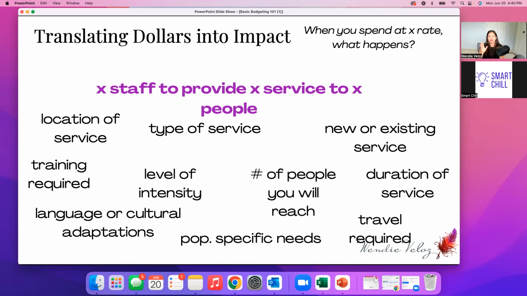So translating dollars to impact, you always have the opportunity to ask yourself different questions about how you are providing the service and the detail work in order to really get the expenditures correct. And then when you do that, you're thinking about things like, where is the service located, and do I need to pay for the service to be provided in a particular location?